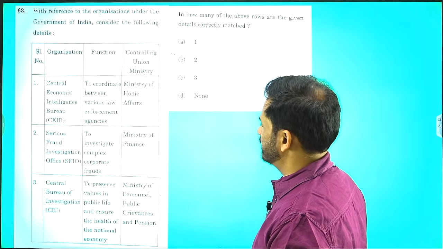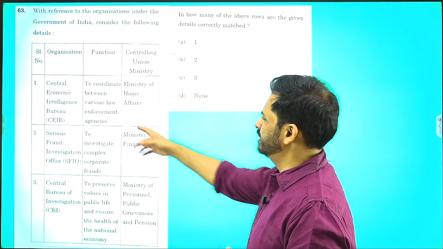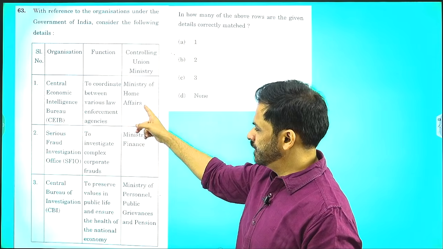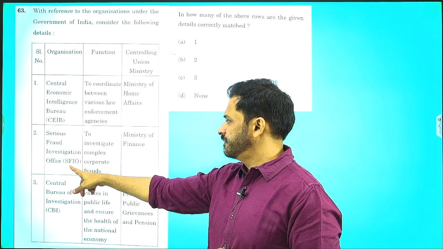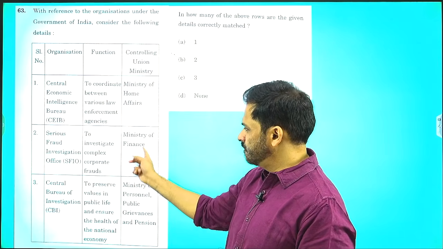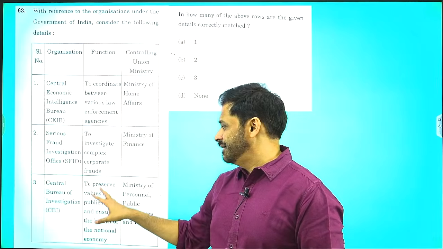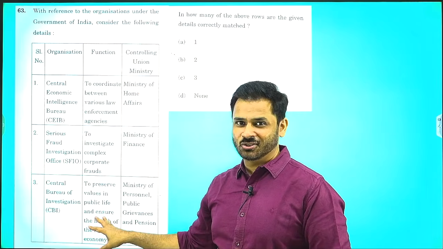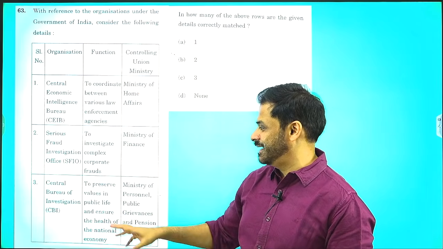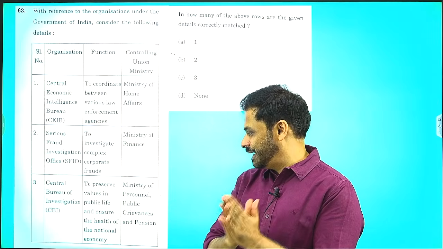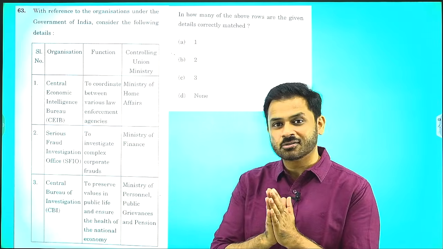And this question is a straightforward question. Here the ministry is not correct. The Economic Intelligence Bureau comes under the Department of Revenue, Ministry of Finance. SFIO is about corporate fraud, so obviously it will be the Ministry of Corporate Affairs. Now the last one is correct. Here you get confused with respect to function. They are specifically saying CBI. What is the function? To preserve values in public life and ensure the health of the national economy.